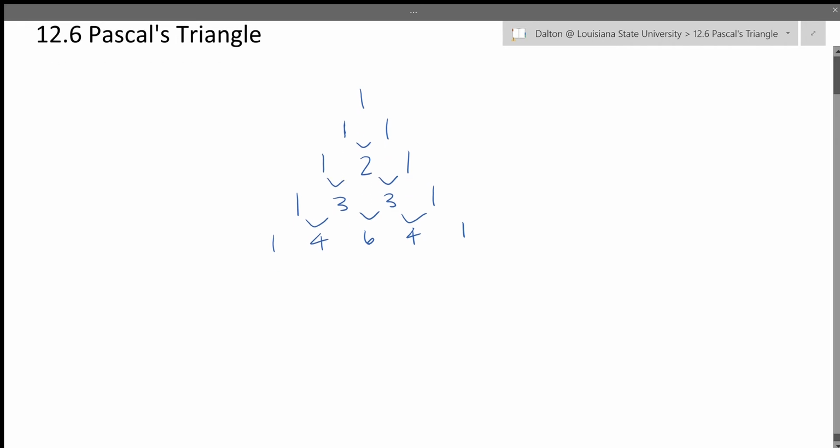Let's do 2 more. 1. 1 plus 4 is 5. 4 plus 6 is 10. 6 plus 4 is also 10. 4 plus 1 is 5. And then end off with a 1. And then the last row we'll say is 1. 1 plus 5 is 6. 5 plus 10 is 15. 10 and 10 is 20. 10 and 5 is 15. 5 and 1 is 6. And then end with a 1.